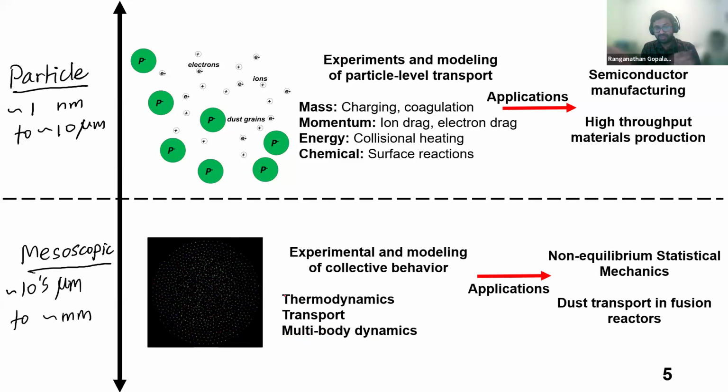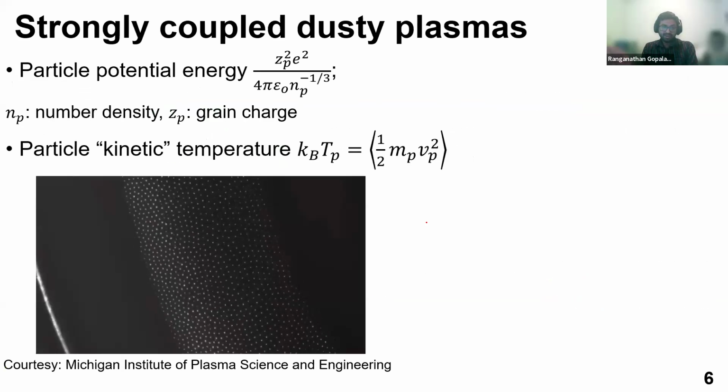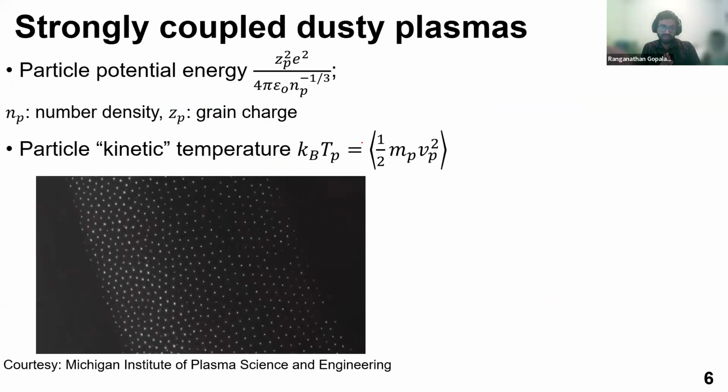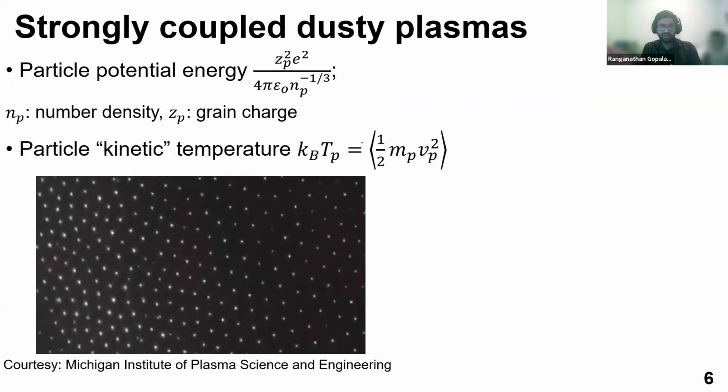The applications of this type of work are in basic physics. We want to use this system as a model system or a controlled experiment to understand statistical mechanics, and also to understand how dust transport takes place in fusion reactors. So these are some of the broad goals of what we are trying to do. So I'll start here and give some more details of what we do.